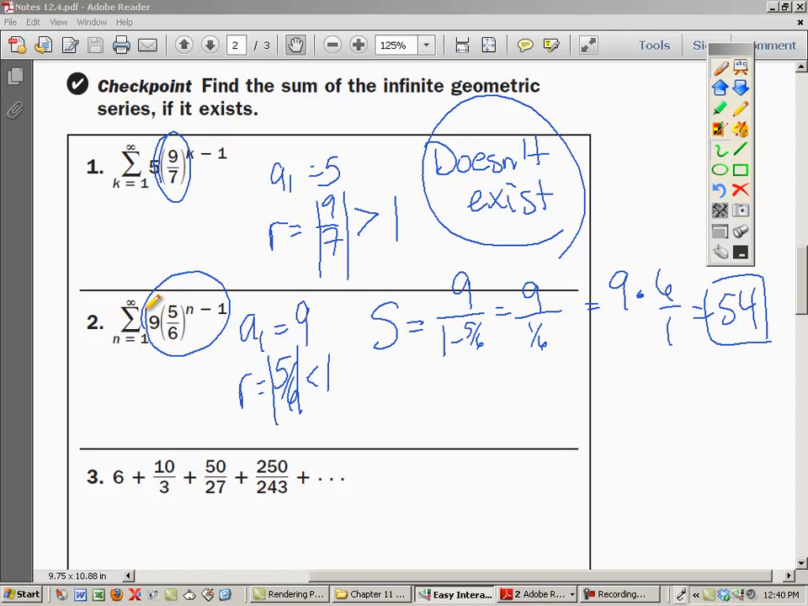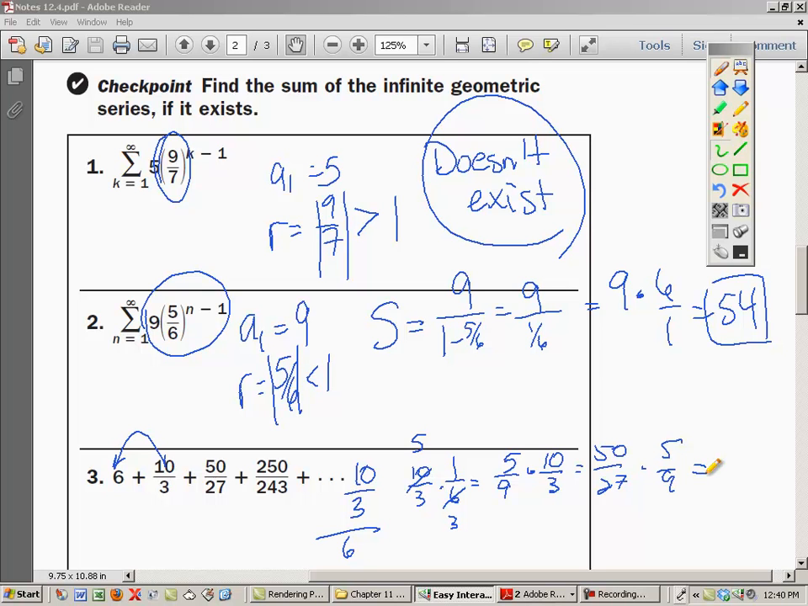All right? In the next example, I would take 10/3 divided by 6, because again, I want to go this one divided by this one. 10/3 divided by 6 is the same thing as 10/3 times 1 over 6. 6 and 10 are both even, so that goes in there 5 times and 3 times. So I get 5 over 9. Does it make sense that if I multiply 10/3 times 5/9, I'm going to get 50/27? Absolutely it does. If I multiply this by 10/3, I get 50 over 27, exactly the next term, and then multiply again by 5/9, and I get 250 over 243, and so on and so forth. So my r is 5/9.